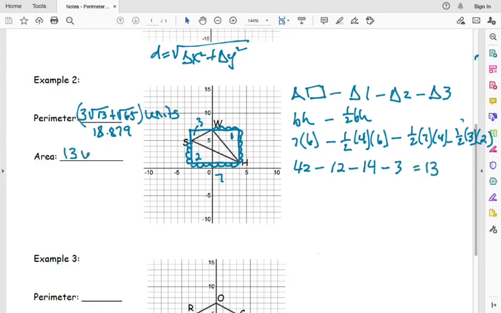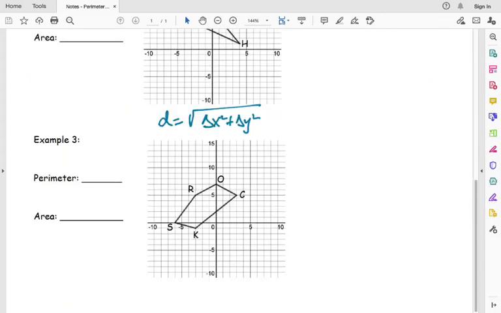So 13 units squared. All right, so let's do another example. Okay, again, we're going to find the distance in order to find the perimeter of each side.